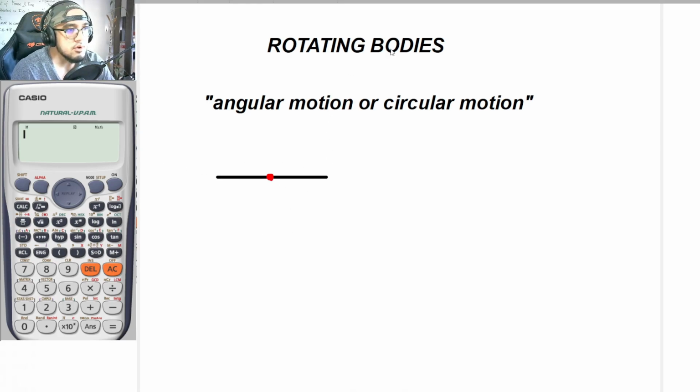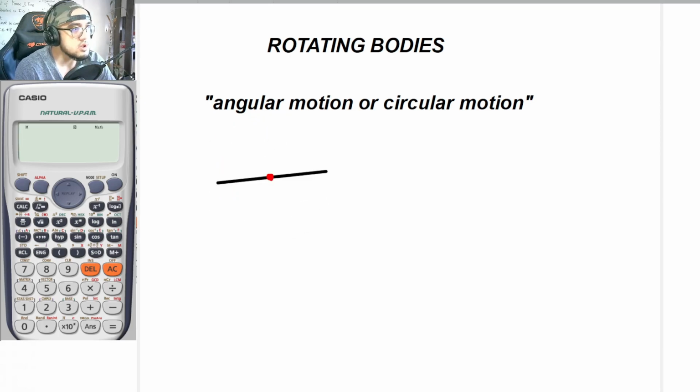So in rotating bodies, once again, it is circular motion about a fixed point, and in this example, the fixed point is the center. If we rotate this, it would look like this. So in a nutshell, this is what rotation looks like. Once again, angular motion or circular motion.